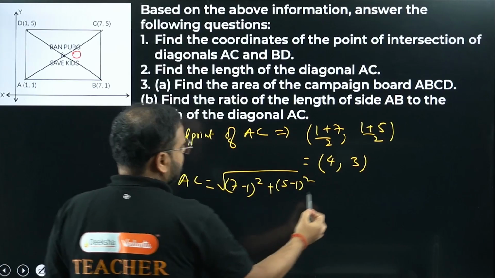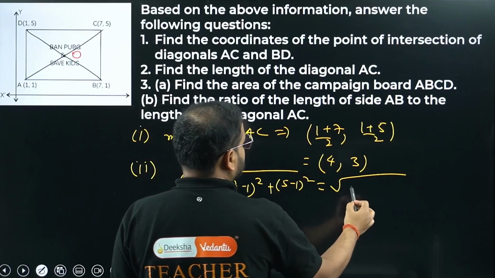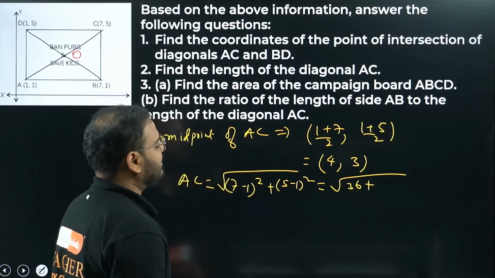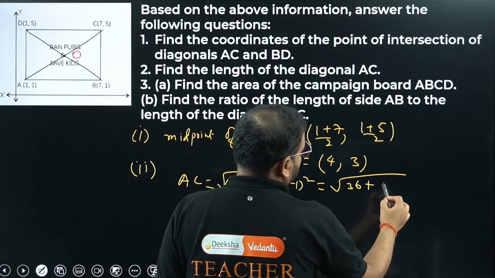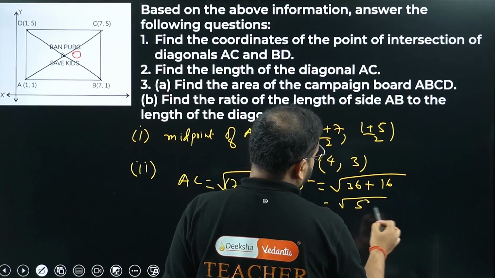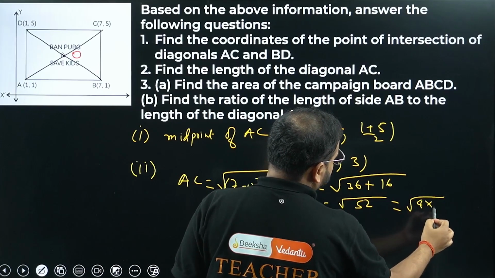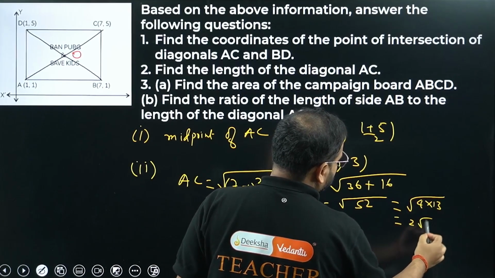How much is that going to be, sir? Please check. 7 minus 1 is how much? 6 square, right? So 36. 5 minus 1 is 4 square. So how much is it? 16. How much is that? 52. How much is that? 4 into 13. How much is that? 2 root 13.